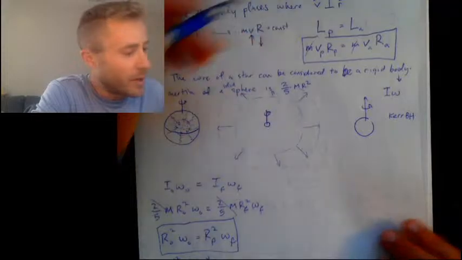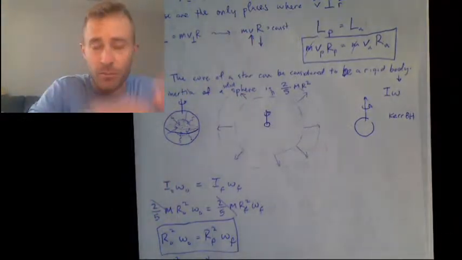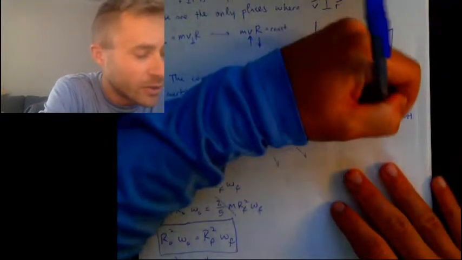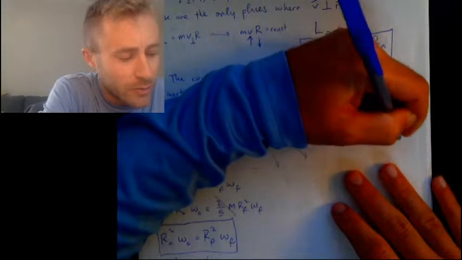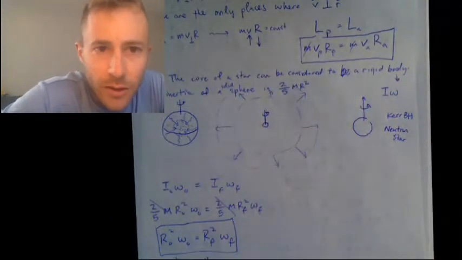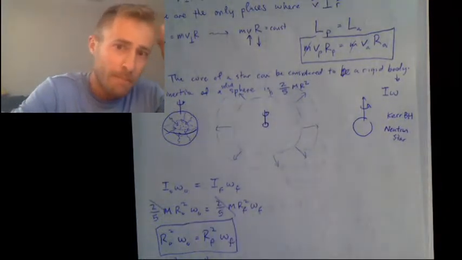Or, depending on the mass of the outer atmosphere, it might not have enough mass to compress it into a black hole, in which case it becomes a neutron star. So neutron stars tend to be spinning very fast as a result of this. Okay.